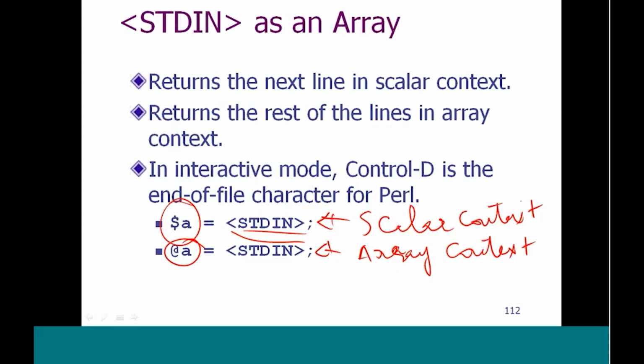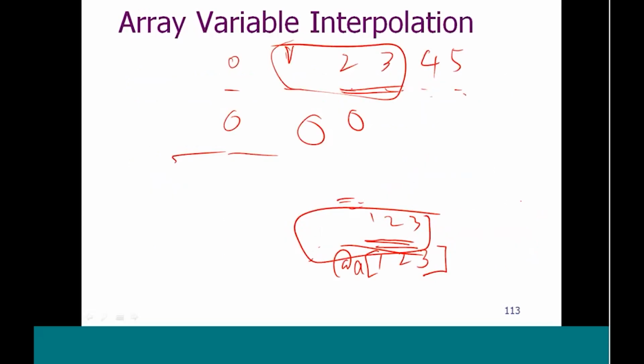Then we also looked at stdin as an array, because again every variable will have this scalar context and the array context. So if you specify $a equal to standard in, then that assumes a scalar context and it returns the next line. Whereas if you do @a equal to standard in, then it keeps getting line after line until we hit Control D. So that is the array context.